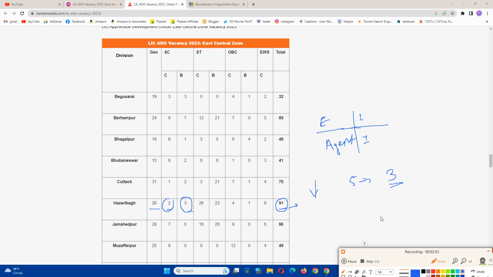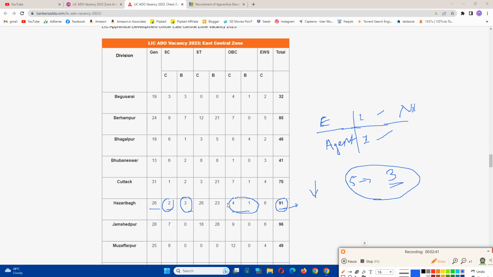You can see in the result of every zone that there is a special category for the employee and agent. If there was a candidate, it has been filled, but if in the Hazaribagh region there was no candidate, nil has been provided. No candidate was present for these seats, so only 3 candidates were selected in the SC category. The same is applicable for the OBC. Only 3 candidates have been selected, but the number of seats was 5. Same for OBC, only 3 candidates were selected in Hazaribagh division.